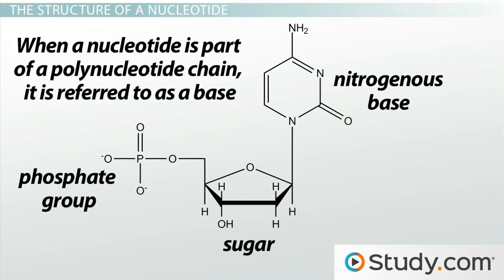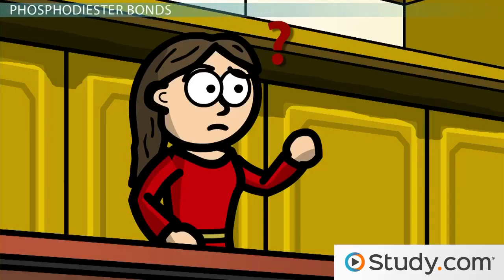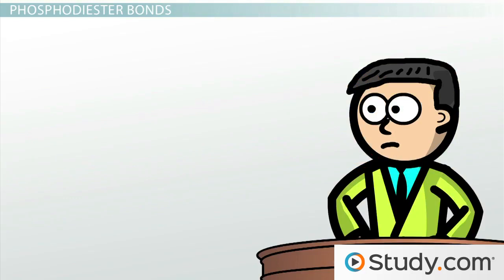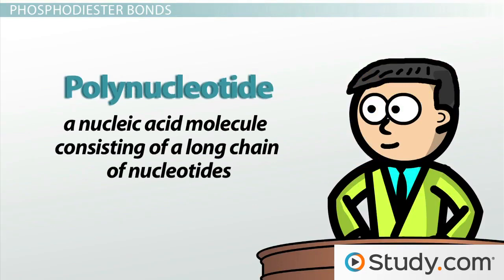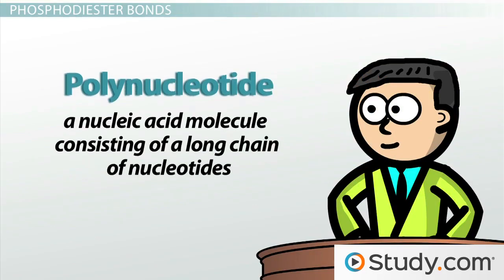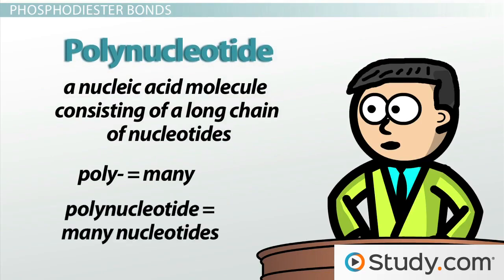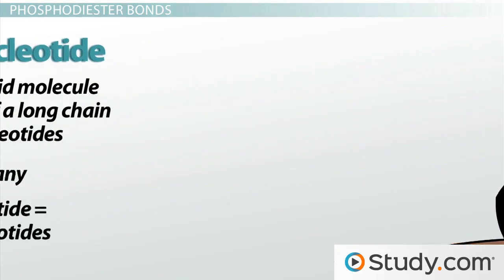When a nucleotide is part of a polynucleotide chain, it is often referred to as a base. Oh, did I forget to tell you what a polynucleotide is? A polynucleotide is simply a long chain of nucleotides. Poly means many, so polynucleotide literally means many nucleotides. Now you're probably wondering how these nucleotides are held together.